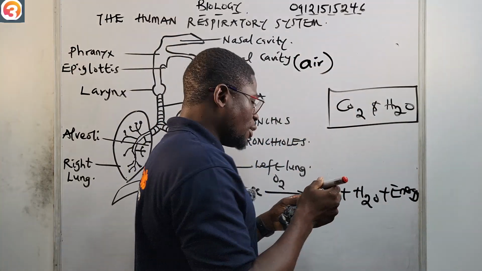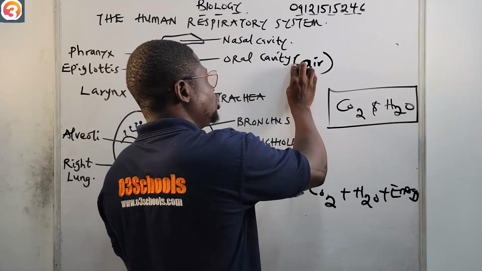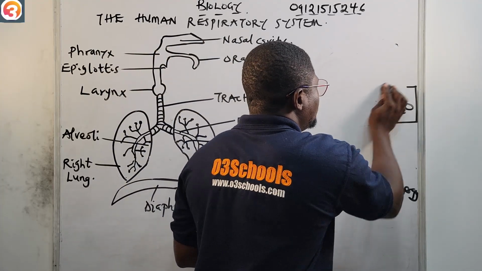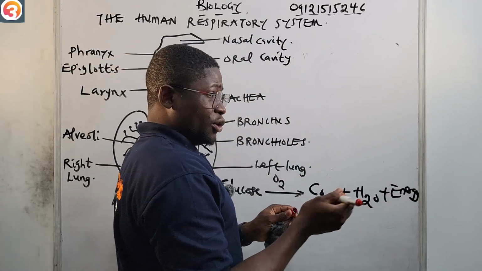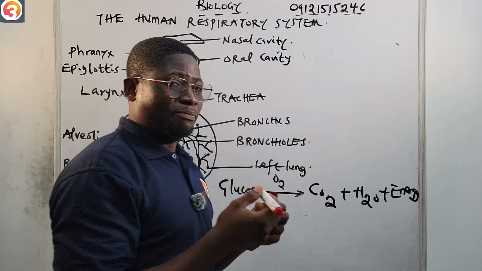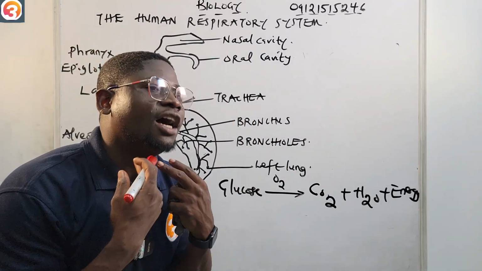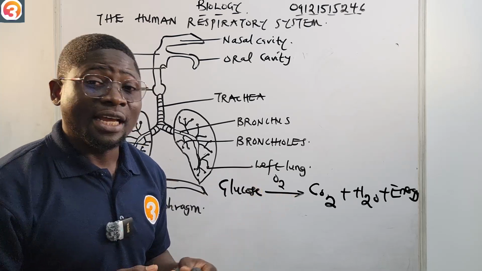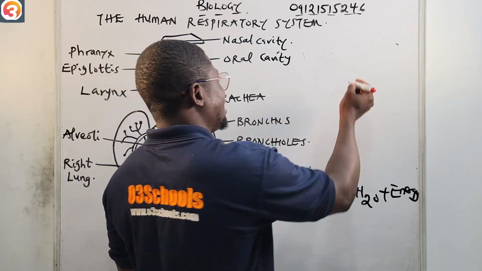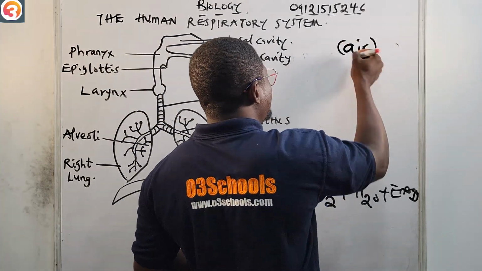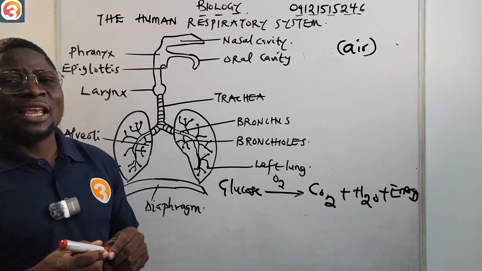You know that this air has a composition, right? The composition of air includes, for example, we say that air is a mixture of gases. Air, you know the air I'm talking about. So air is a mixture of gases.